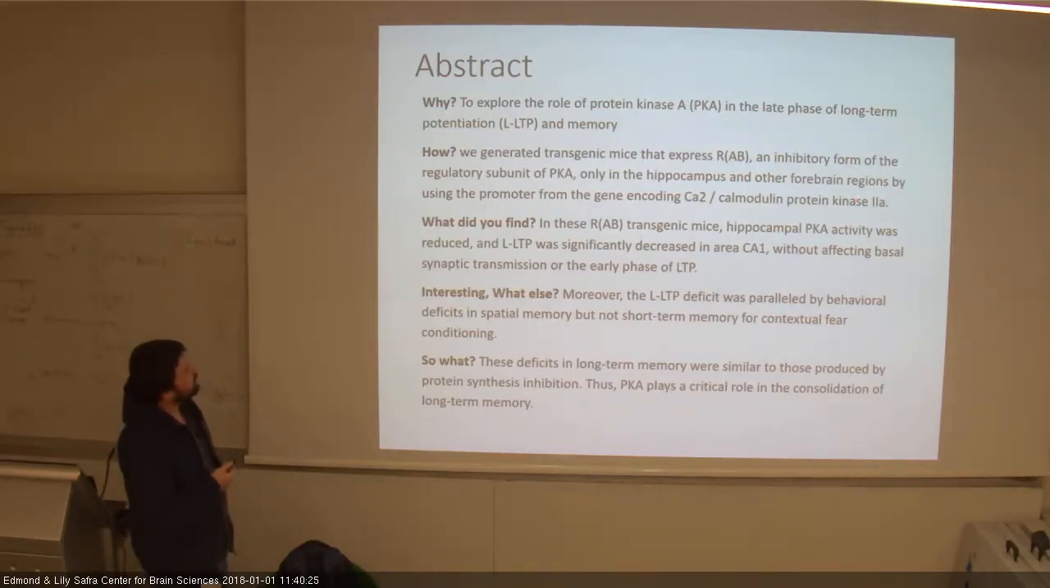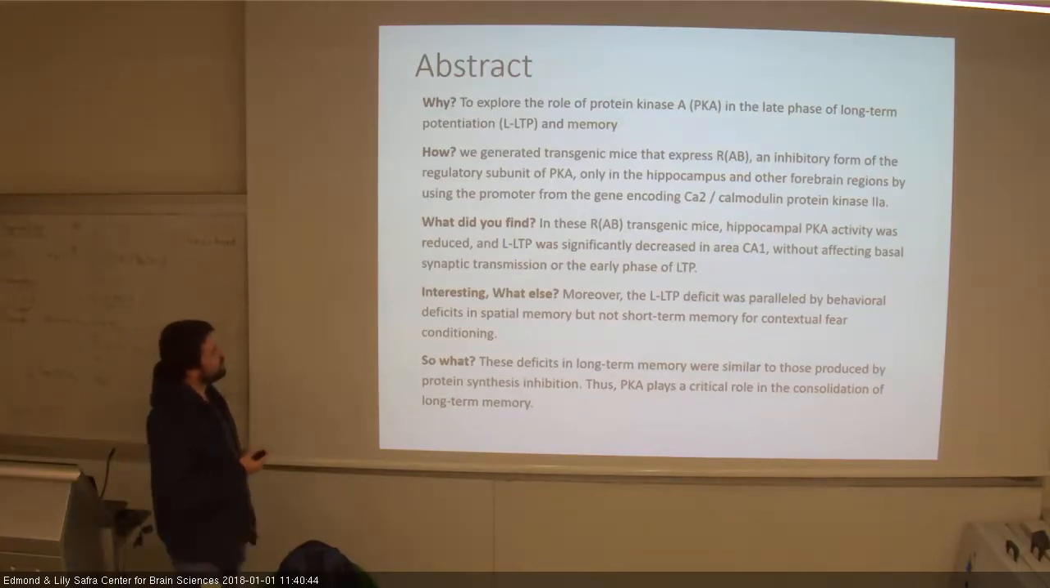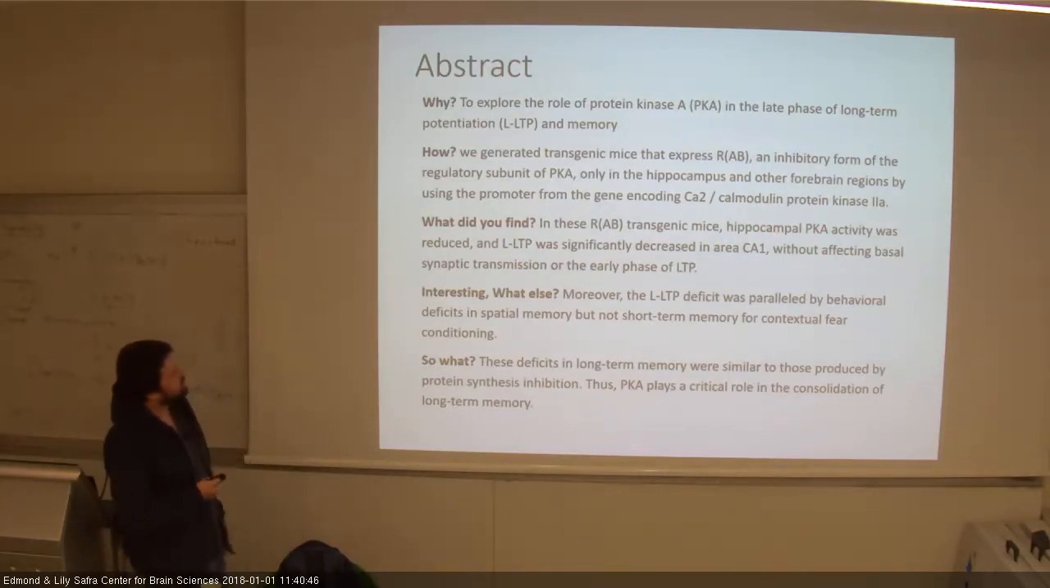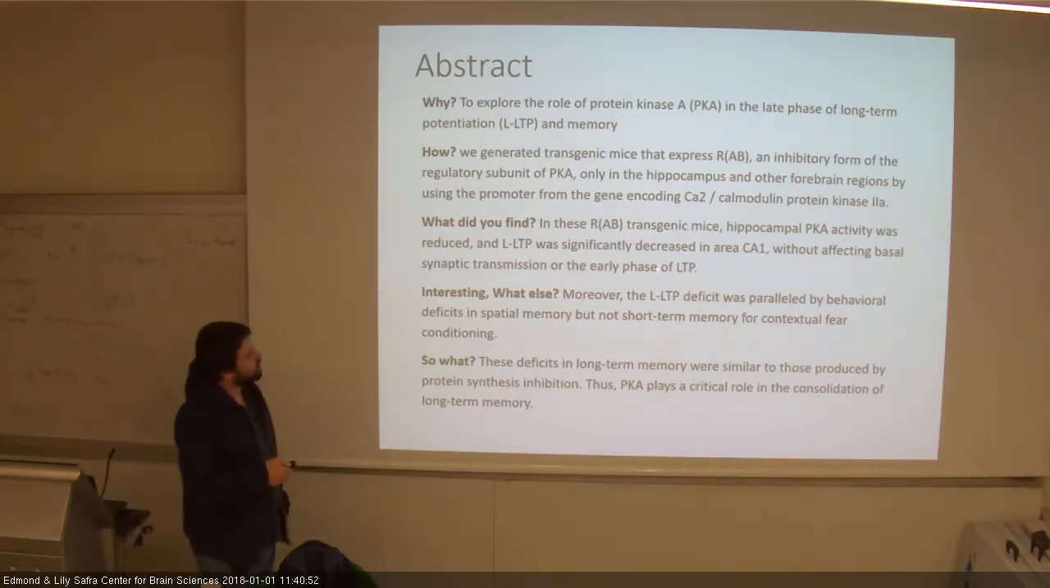Okay, how are you going to do that? We generate transgenic mice that express RAB, an inhibitory form of the regulatory subunit of PKA, only in the hippocampus and other forebrain regions by using a promoter of the gene coding for calmodulin protein kinase 2. And what did you find? In these RAB transgenic mice, hippocampal PKA activity was reduced, and L-LTP was significantly increased in CA1 without affecting basal synaptic transmission or the early phase of LTP.